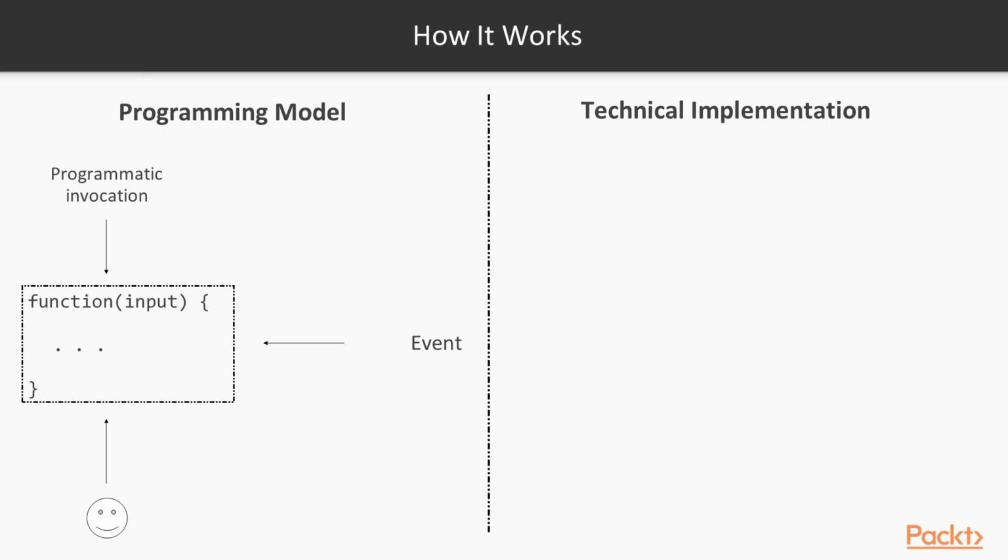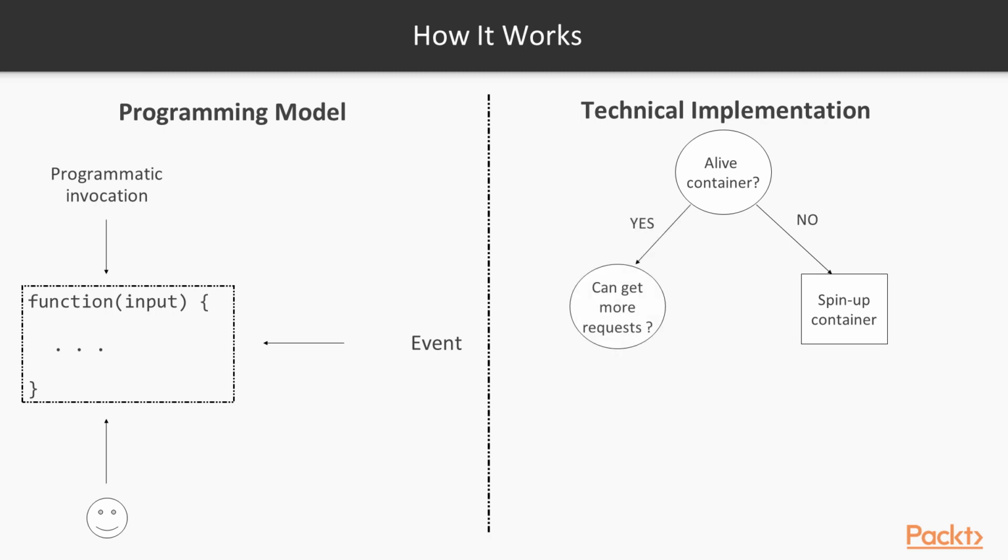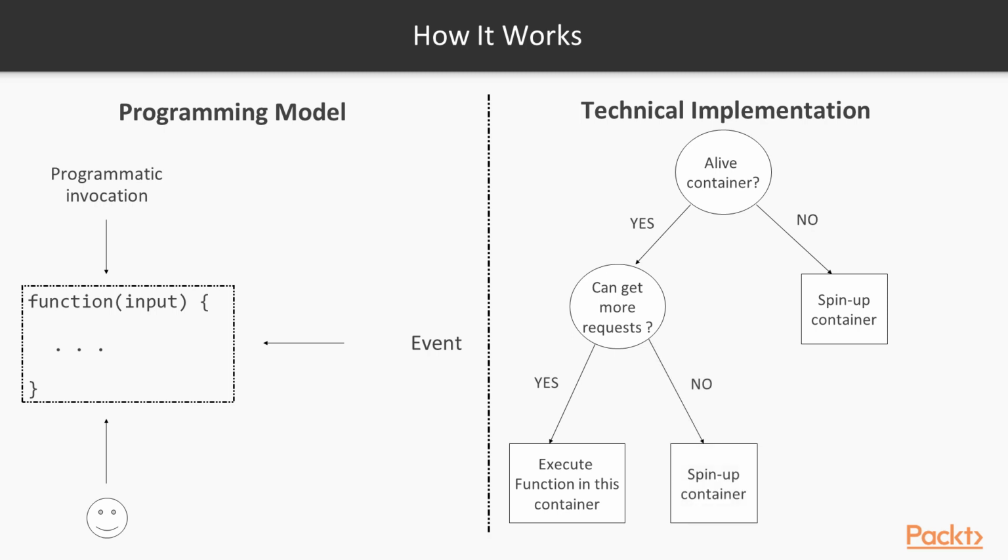The main workflow is the following. Every time a function needs to be invoked, the platform checks whether there's an alive container running that function already. If not, then a new container will be started and the function will be executed in it. If there is an alive container, the platform might check whether this container is able to execute one more function. If that's true, the function will be executed in the same container, otherwise a new container will be started.